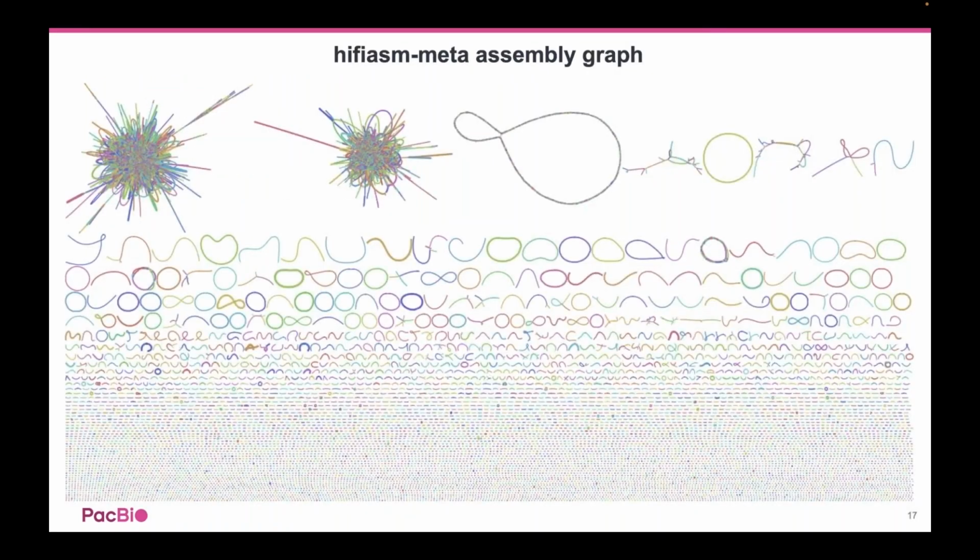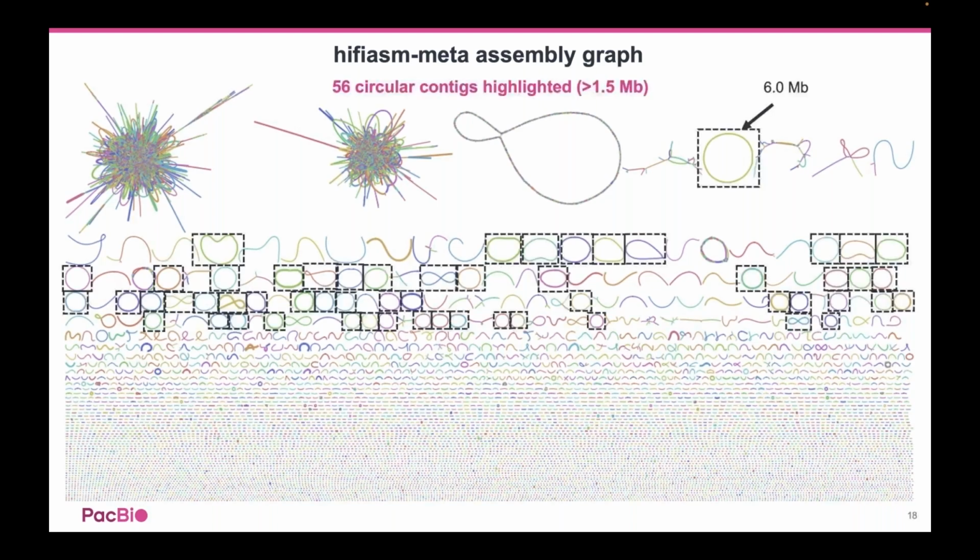But you don't have to take my word for it. Let's just look at one of the assembly graphs. So this is for the pooled gut microbiome sample. This is the Zymo reference. And here, if you're looking at the assembly graph, what you might notice is there's lots of circles. And in fact, if you look closely, there are over 56 circular contigs that I have highlighted here. And these are all greater than 1.5 megabases. And so these are likely to represent complete bacterial or archaeal genomes that come straight from the assembler.